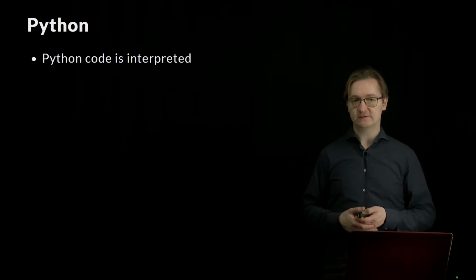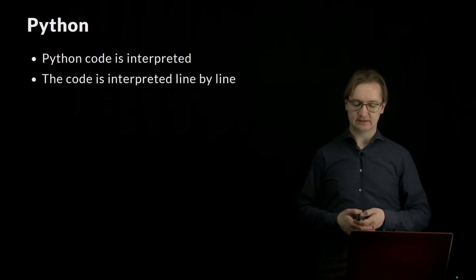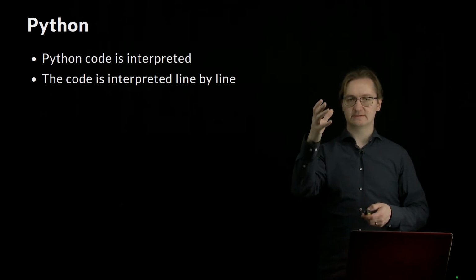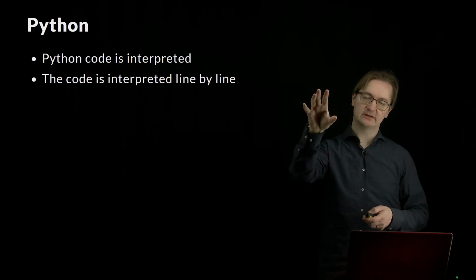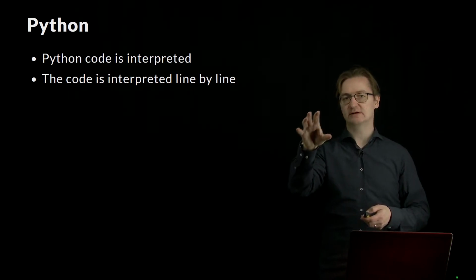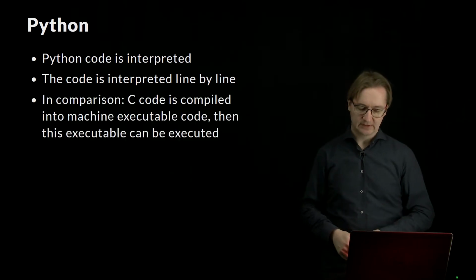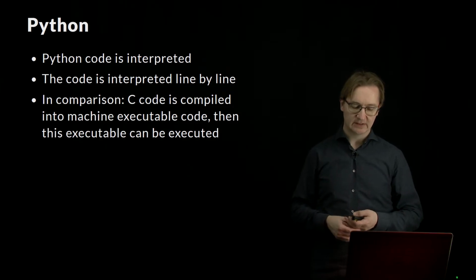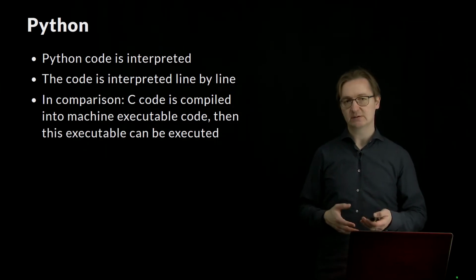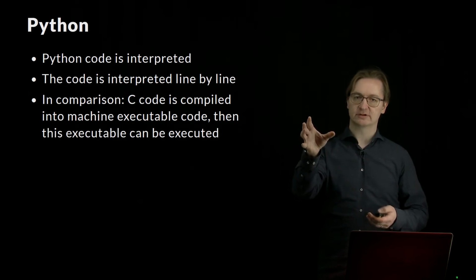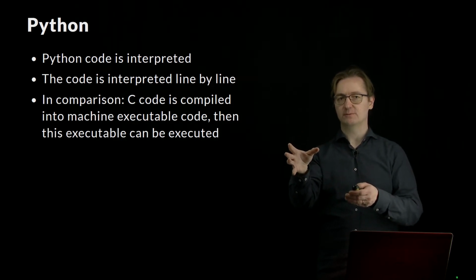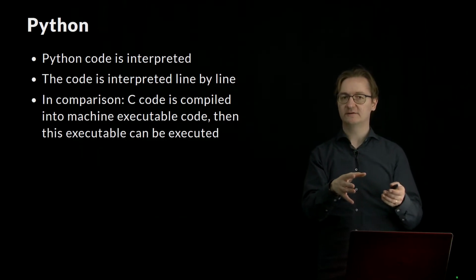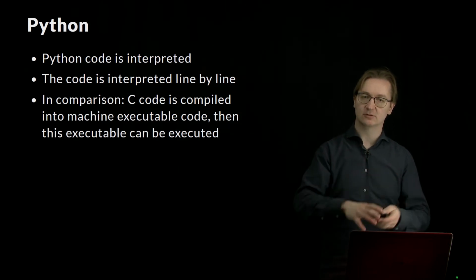Python itself is an interpreted language, and the code is interpreted line by line. So basically you write code and the interpreter takes one line, executes it, then takes the second line, executes it, and so on. In comparison, there are languages which are compiled, for example C. With compiled languages, the source code, or the code you write, is first compiled into machine language, something the machine can understand, and after that the machine code can be executed.